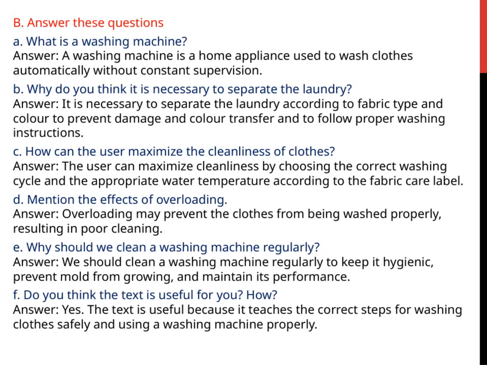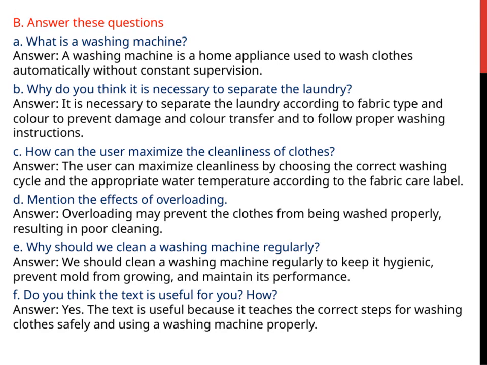Let's start by defining what a washing machine is. It's a home appliance that automatically cleans clothes without needing constant supervision. Now, separating laundry is really important because different fabrics and colors require different care. This prevents damage and color transfer during washing.